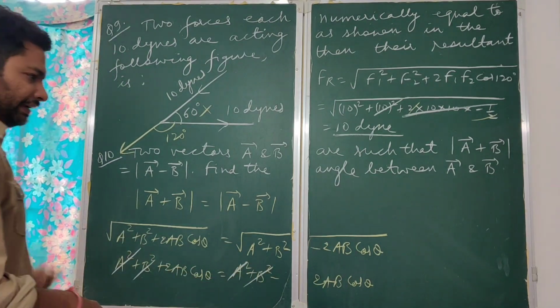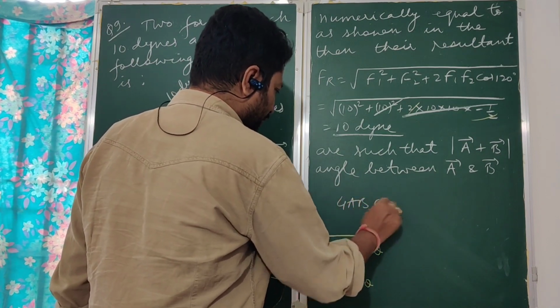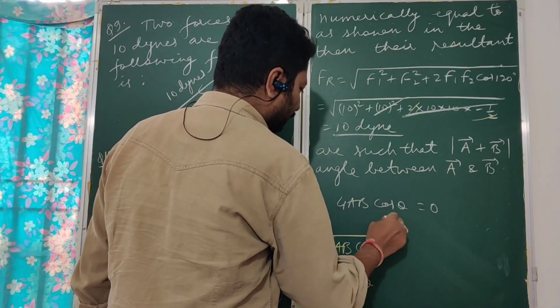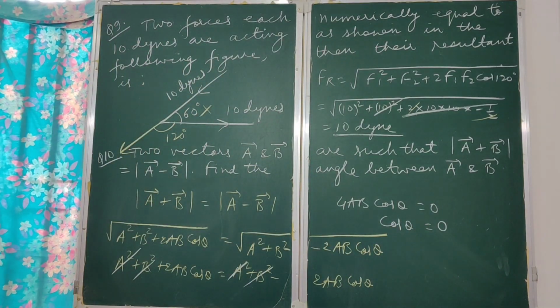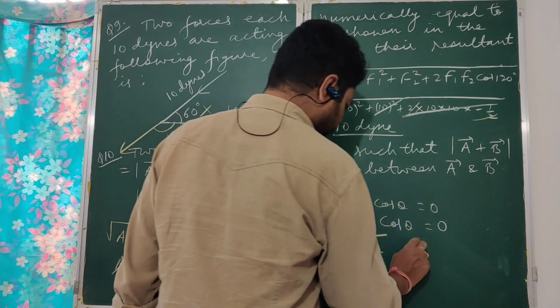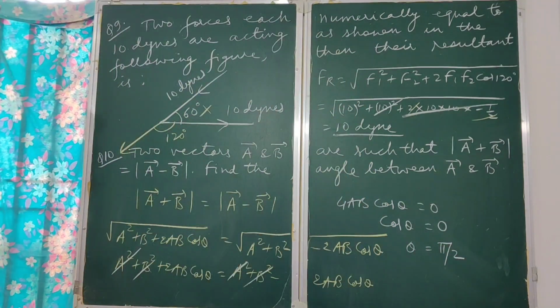So we can write finally 4ab cos theta is equal to 0. So that means cos theta will be equal to 0. So what is theta? Theta is equal to pi by 2 or 90 degrees.